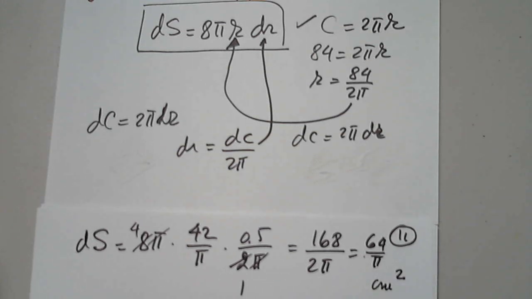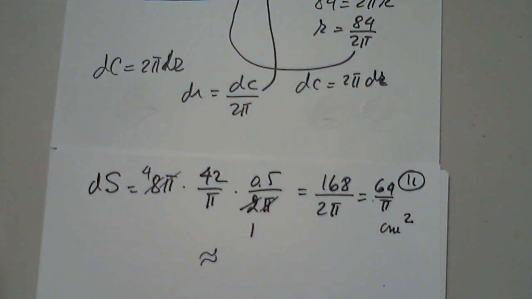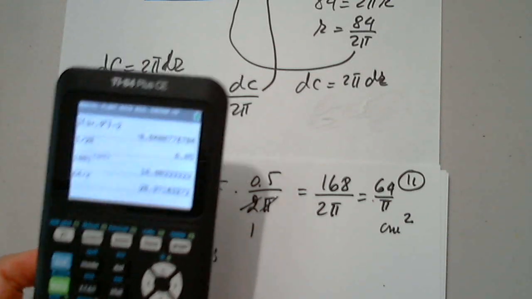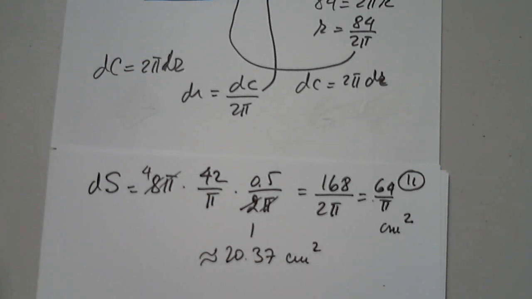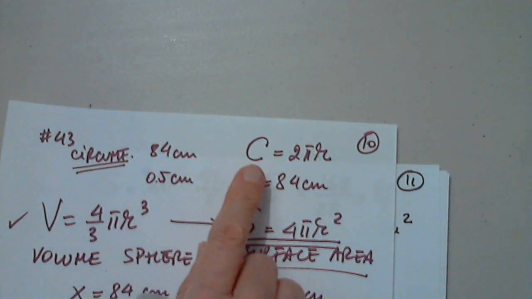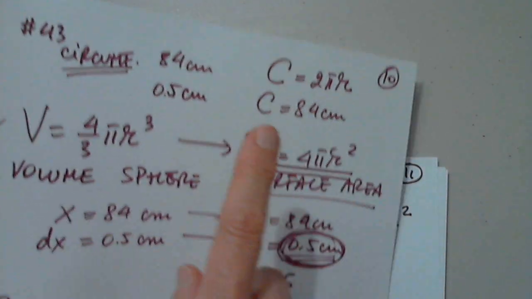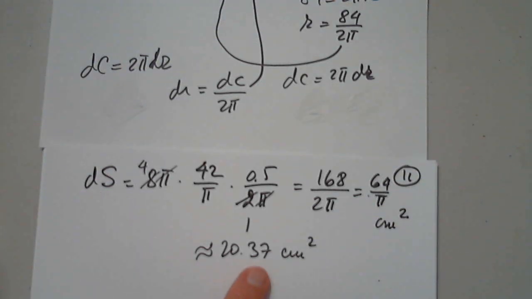Now, I don't know if they want the answer to be approximated, but again, it's a measurement unit here. So, I mean, it's not abstract. I should divide. So 64 divided by pi. And I have 20.37. So 20.37 centimeters squared. So what does this mean again? If the circumference is correct, 84 centimeters, there is no problem. But the circumference is 84.5. So it has an error. There is an error in the circumference. That error in the circumference creates an error, an approximate, not exact, an approximate error in the surface area of 20.37 centimeters squared.